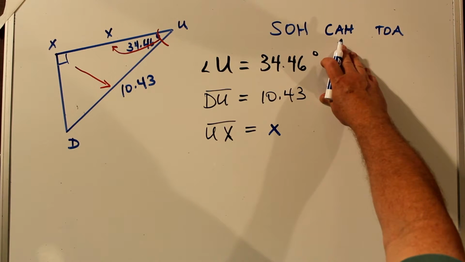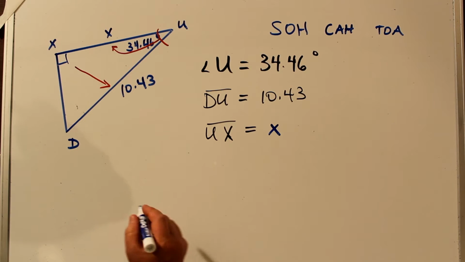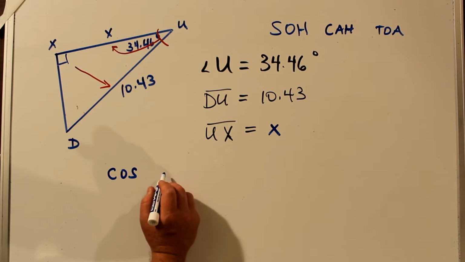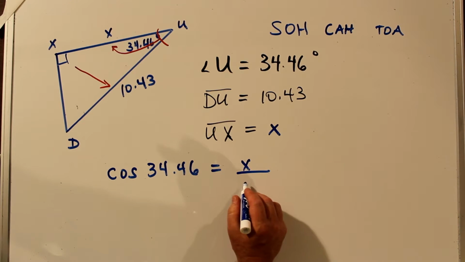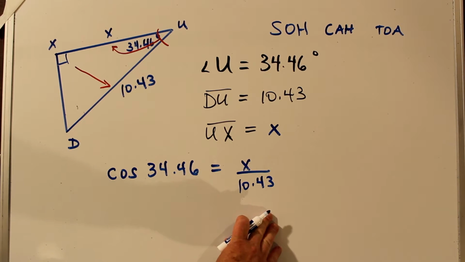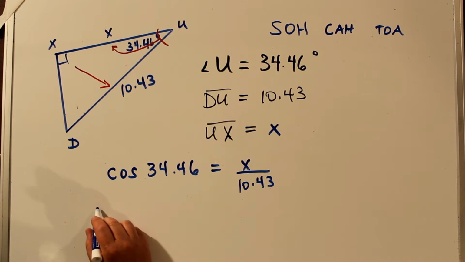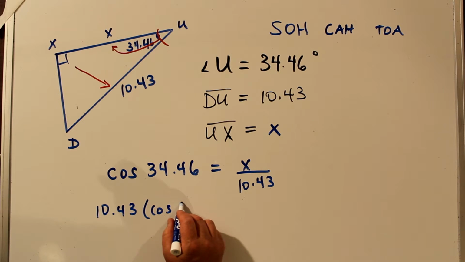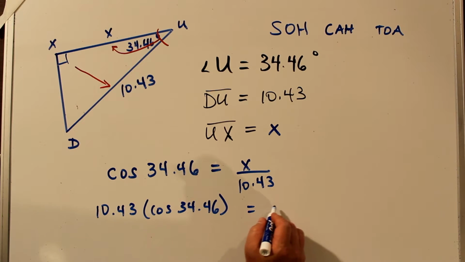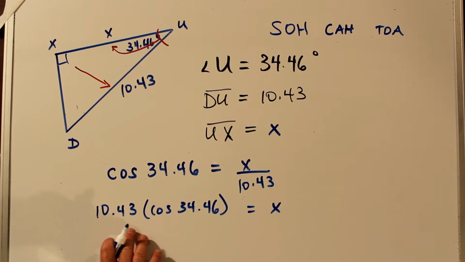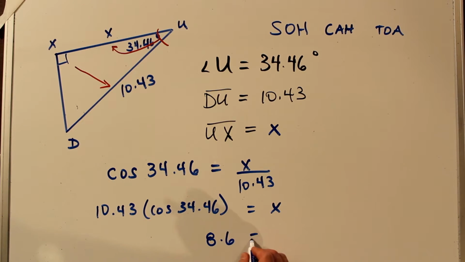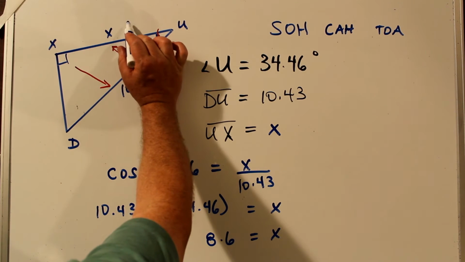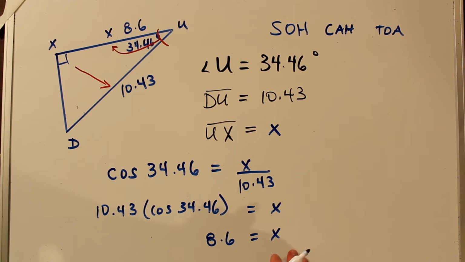That's the cosine function when we are dealing with the adjacent and the hypotenuse. So let's write our equation using the cosine function. The cosine of angle 34.46 equals the adjacent side, X, over the hypotenuse, 10.43. To get X by itself, let's multiply both sides by 10.43. 10.43 times cosine of 34.46 degrees equals X. And using a calculator, 10.43 times the cosine of 34.46 is 8.5997. Let's call that 8.6 equals X. So this side, XU, is 8.6.